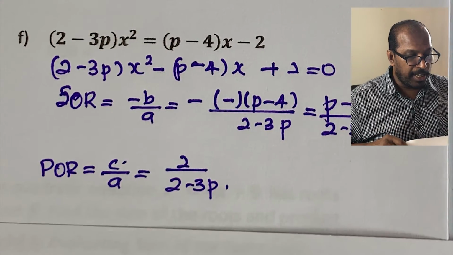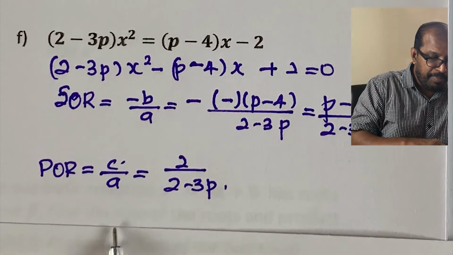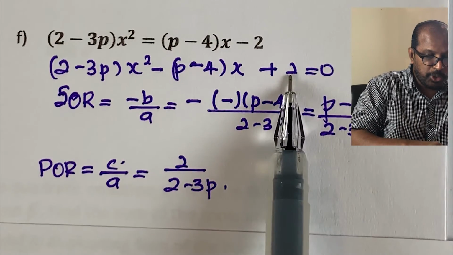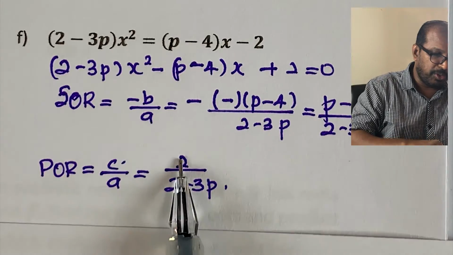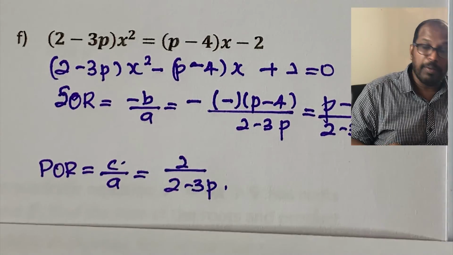Moving on to the next one, the product of the roots. The product of the roots is c over a. C is 2, and a is 2 minus 3p, so 2 over 2 minus 3p. So you got the answer. Now we are done with model 4.